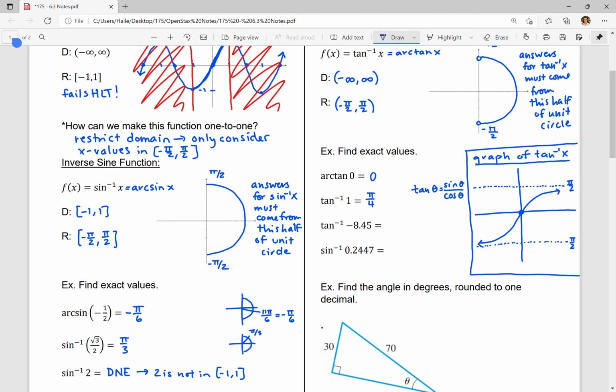Okay, for our third example, we have tangent inverse of negative 8.45. This one's different than the ones that we've talked about before because this one is not on the unit circle. So if you see a decimal like this, it signals to you that you will need to use a calculator. And you're going to need to figure out which mode to put your calculator in based on what you want your answer to look like. So we're going to do it both ways just so that you can check.